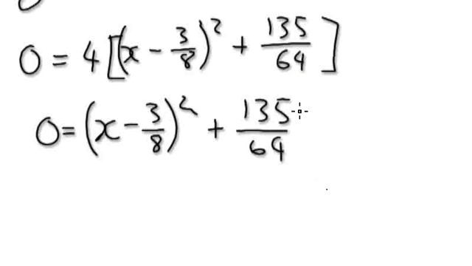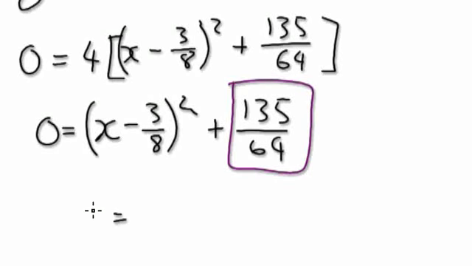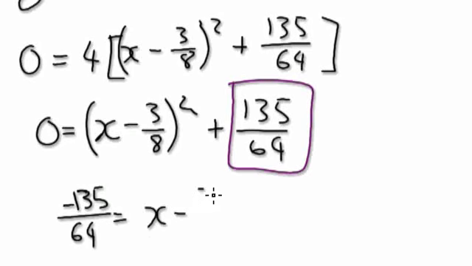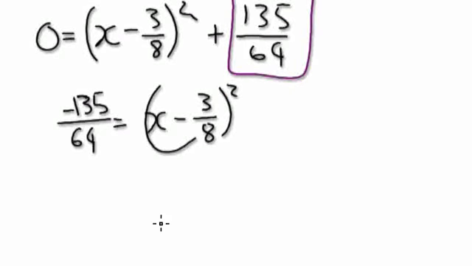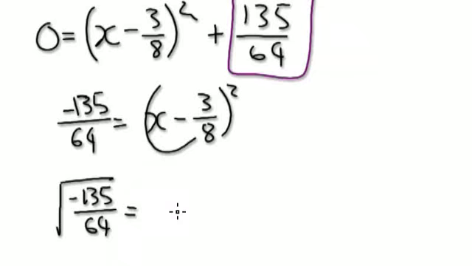And then you would take away this fraction from both sides. It would be minus 135 over 64 equals (x minus 3 over 8) squared. And then you would square root both sides. You see, this is what happens. If you square root both sides, you will have the square root of a negative number. This is where it breaks down, because you can't really square root a negative number.